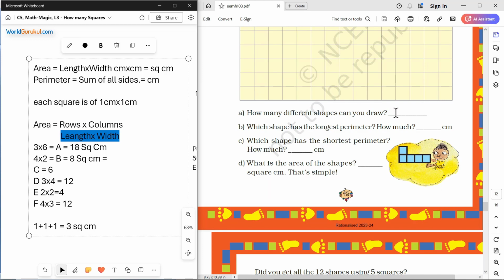So try all the different possible shapes you can draw, and count the perimeter and see which shape has the longest perimeter and how much, and similarly the shortest perimeter and how much. And what is the area of the shapes? That is going to remain the same, as all the shapes comprise only 5 blocks, each 1 square centimeter. So whatever the shape, the area is going to be the same, that is 5 square centimeters.